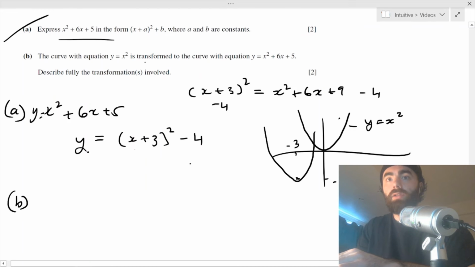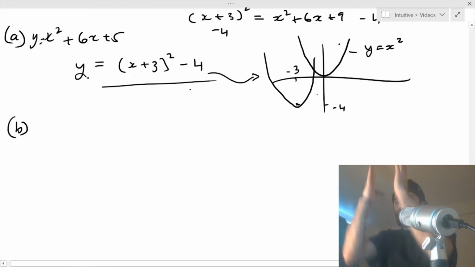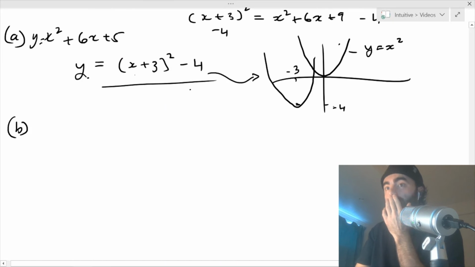Okay, transformation. So how do we get from y equals x squared to the curve of y equals this, basically? How do we go from this curve to this curve? Well, this is at 0, 0, so we're simply shifting this function down 4 and across to the left 3.